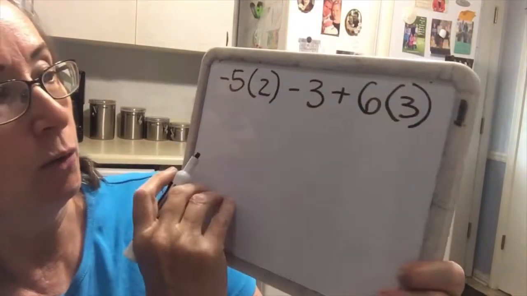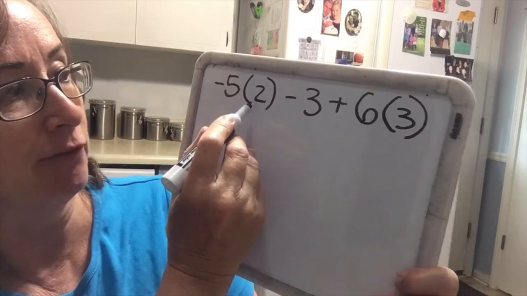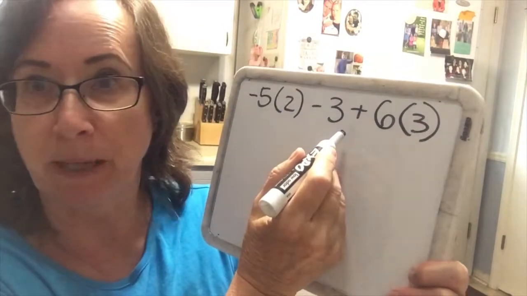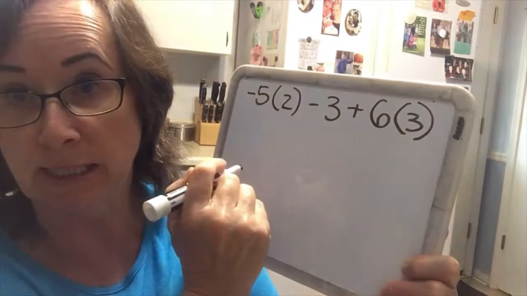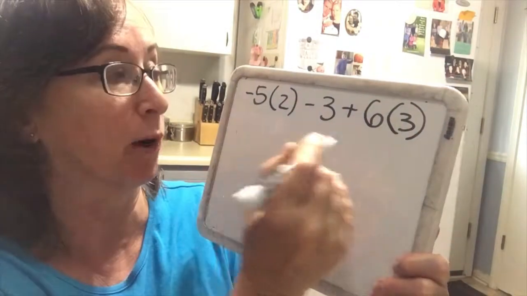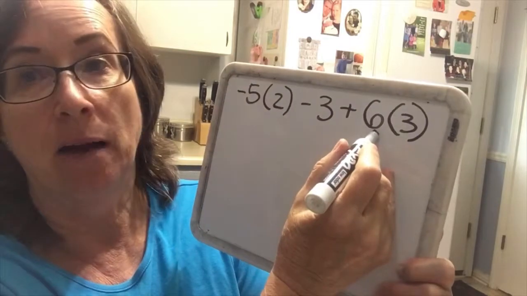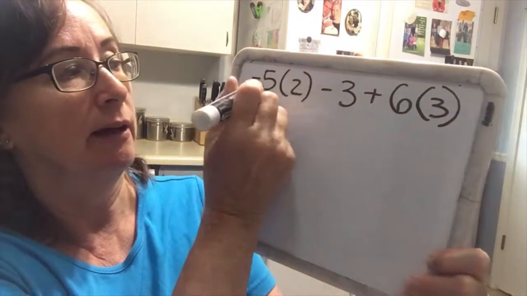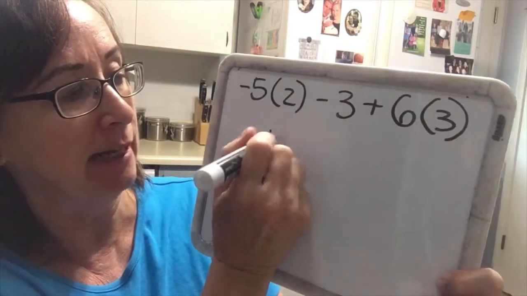And here we have a multiplication, negative 5 times 2, minus 3, which we can write as plus or minus 3. We can leave it as a subtraction if we want. It won't be a problem. And then we multiply 6 times 3 to get 18. So negative 5 times 2 is negative 10.